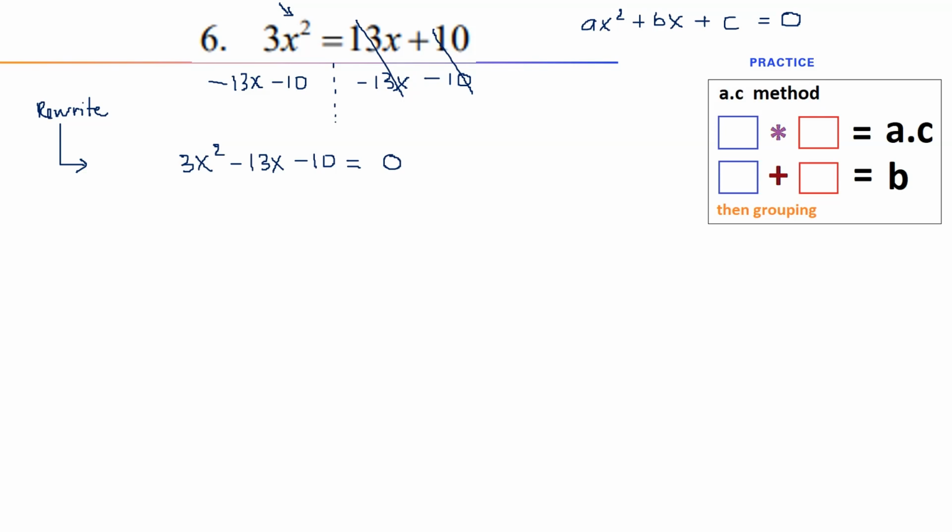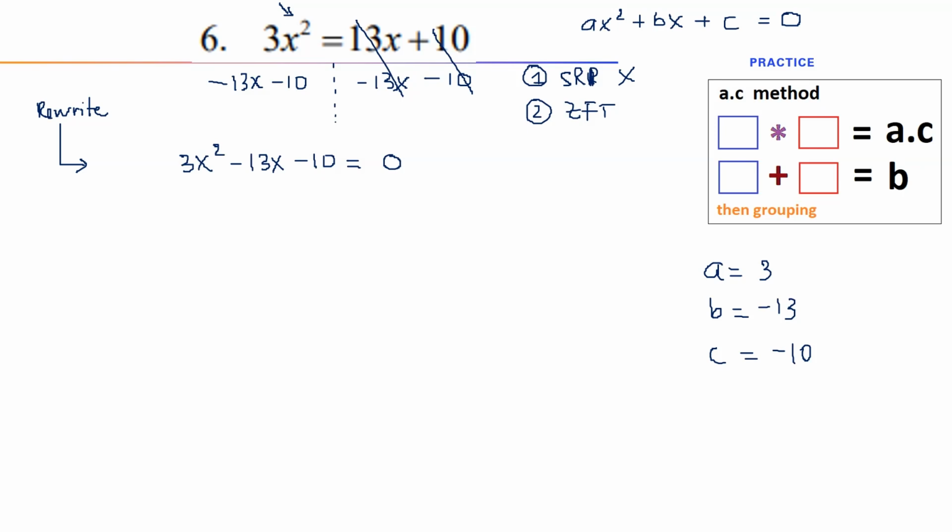Alright, now we check it. The first one, can we use the square root property? No, right? More than 2 terms. Second, we're checking for the zero factor theorem. Maybe. So what are the coefficients? What is A? 3. What is B? Minus 13. What is C? Minus 10.